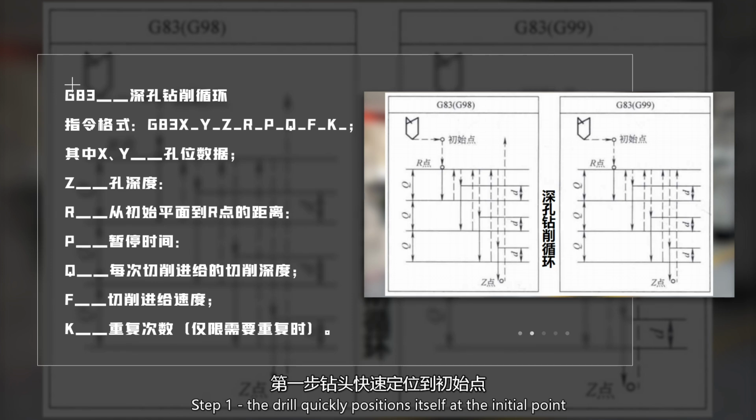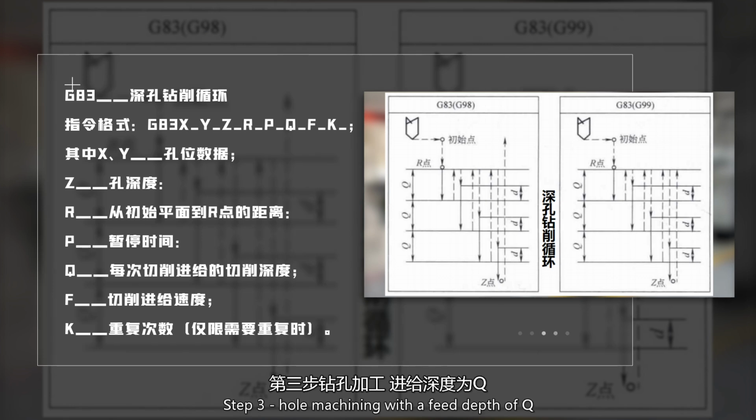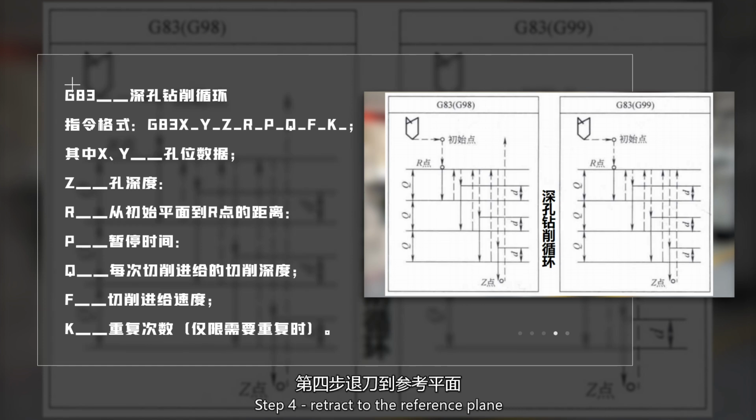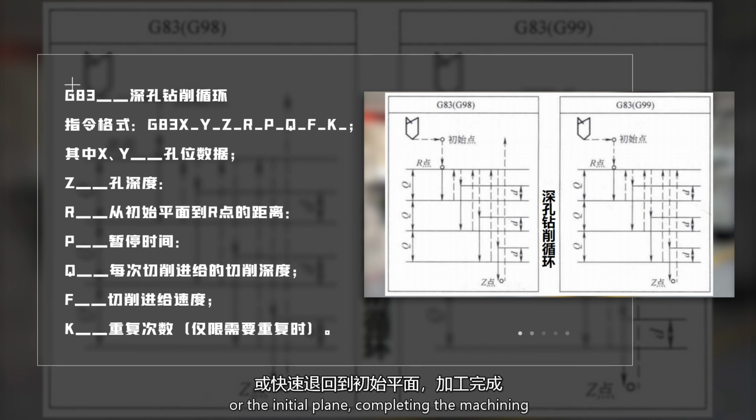Step 1. The drill quickly positions itself at the initial point. Step 2. The drill quickly moves in the Z direction to the reference plane R. Step 3. Hole machining with a feed depth of Q. Step 4. Retract to the reference plane. Step 5. Quickly advance the tool to point D. Step 6. Repeat steps 3 and 4 until the required machining depth is reached. Step 7. The drill quickly retracts to the reference plane R, or the initial plane, completing the machining.